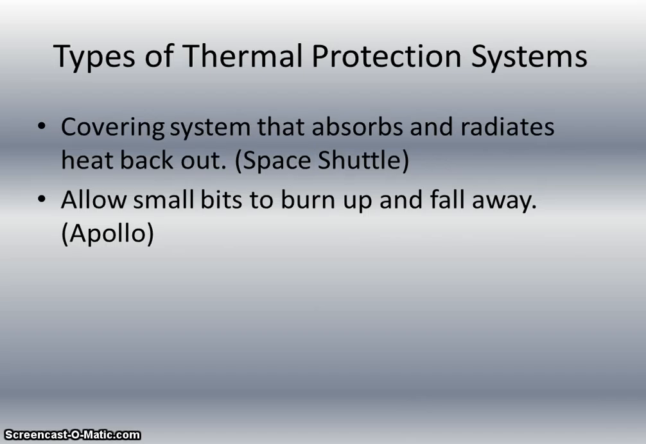So there are two types of thermal protection systems. The first one, that was used by the space shuttle, collects that heat and then radiates it back out. Earlier systems, which were used by Apollo and which were equally effective, allowed small bits of the protection system to burn up and fly away, and then there was another layer. So it was multiple layers protecting the spaceship.